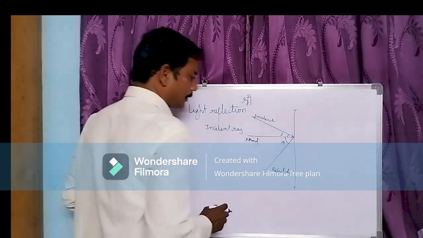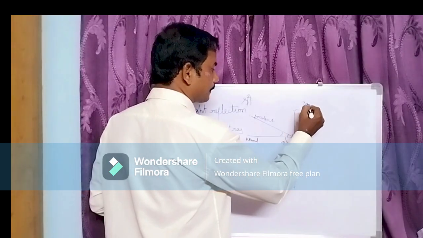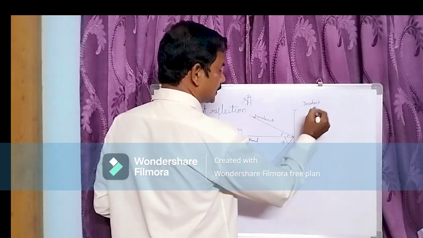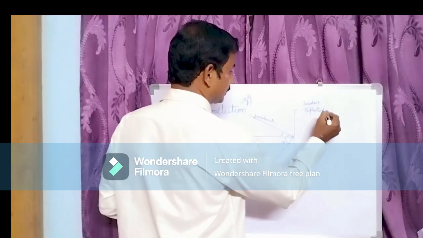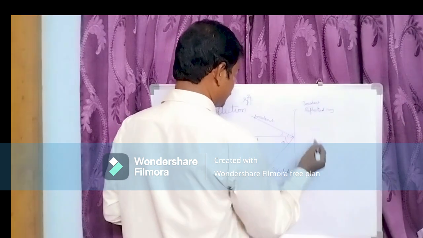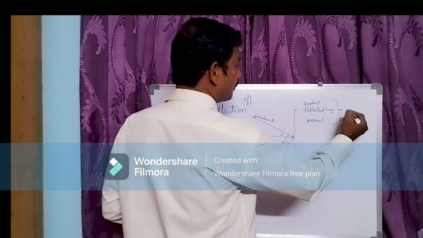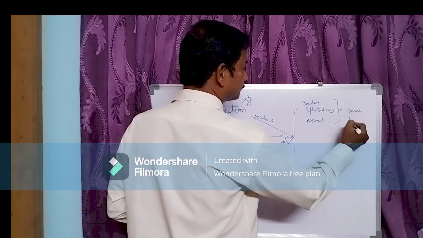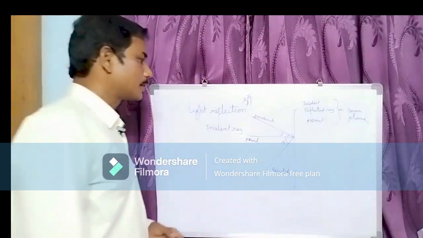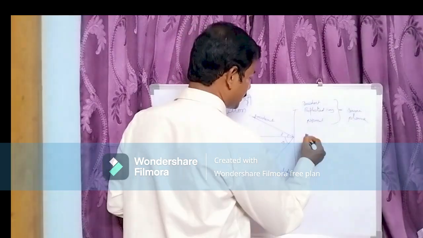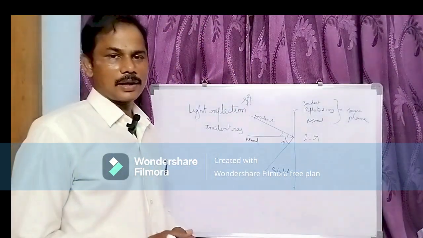So the first principle is that these three, the incident ray, the reflected ray, and the normal, will be in the same plane. This is the first rule. The second rule is I equal to R: the angle of incidence is equal to the angle of reflection.